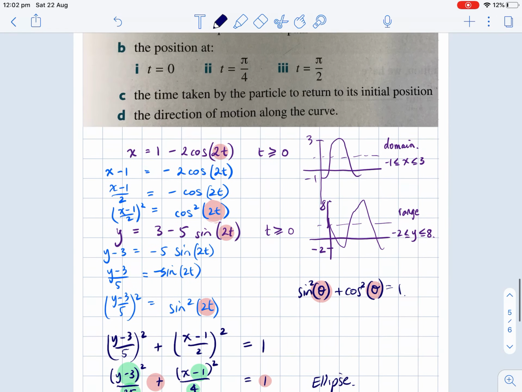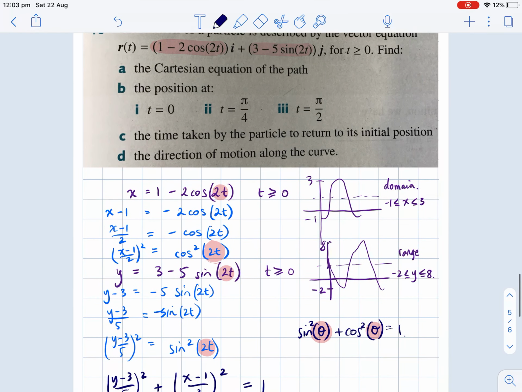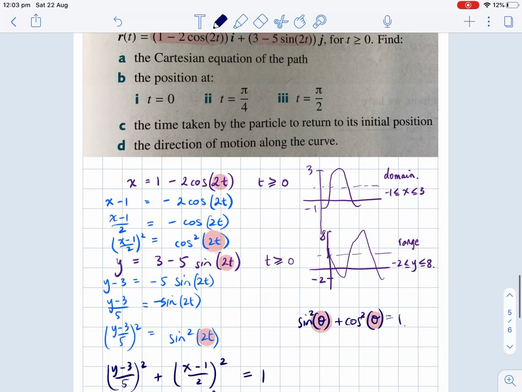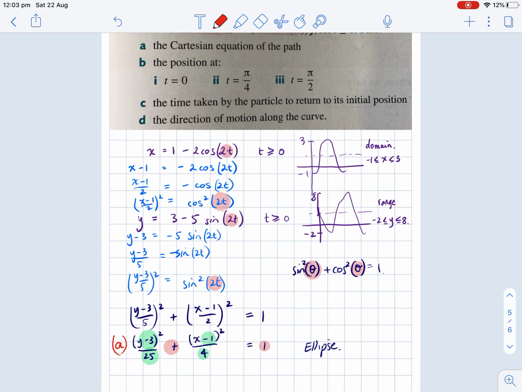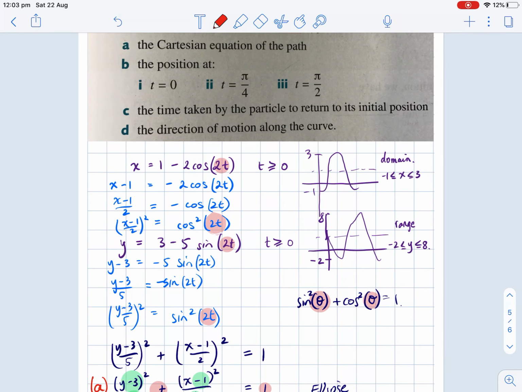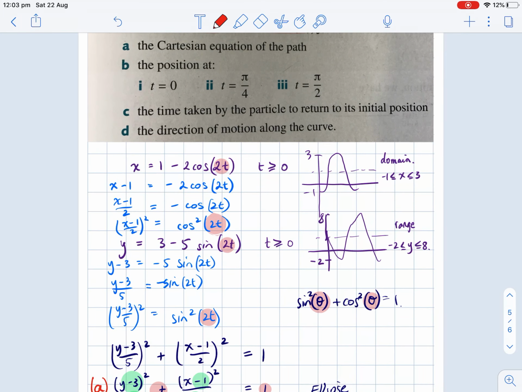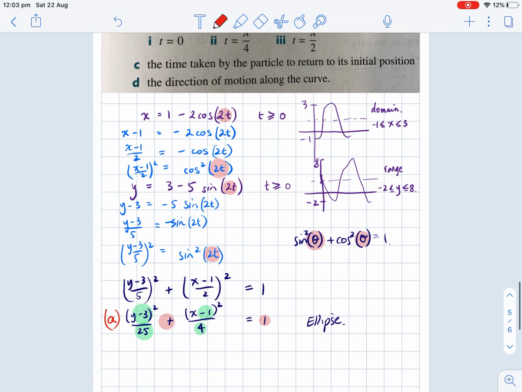So for part A, find the Cartesian equation of the path. We have done part A at this stage. We've found the Cartesian equation. Part B, find the position at t equals 0, t equals pi on 4, and t equals pi on 2.